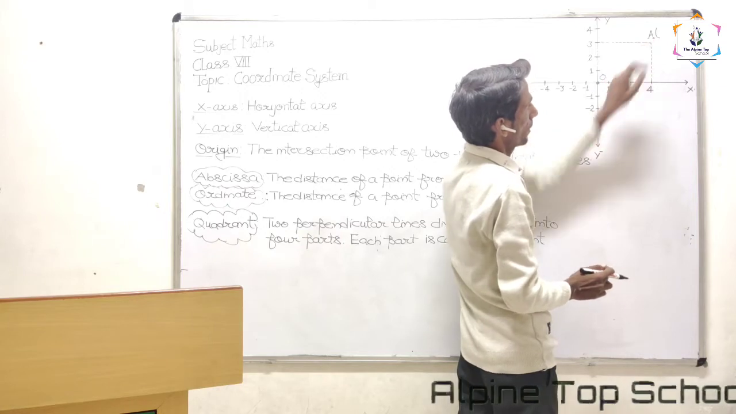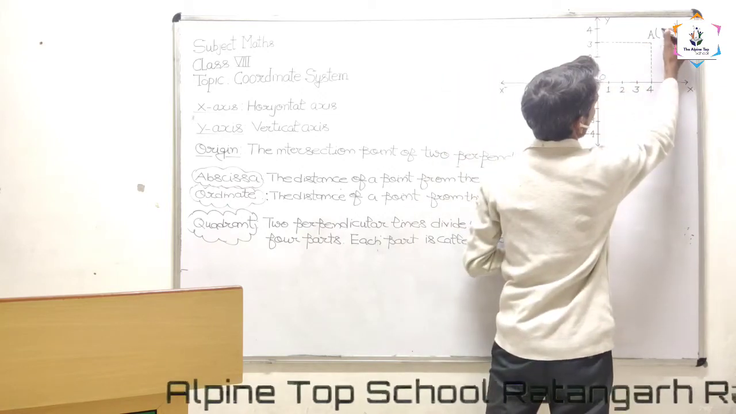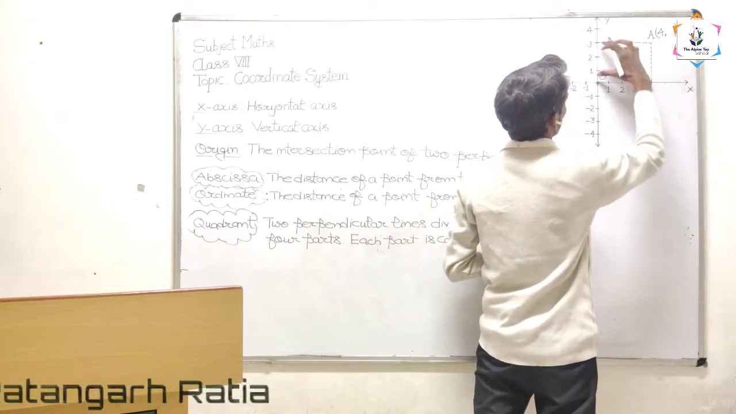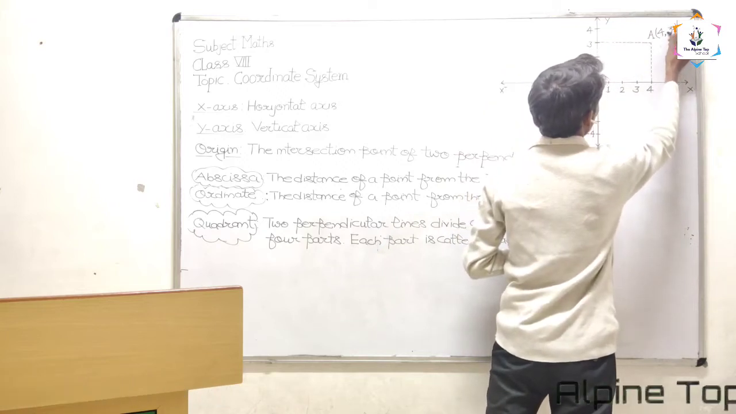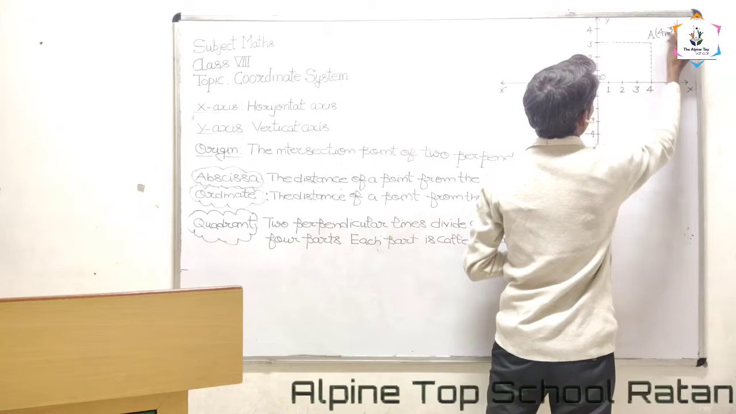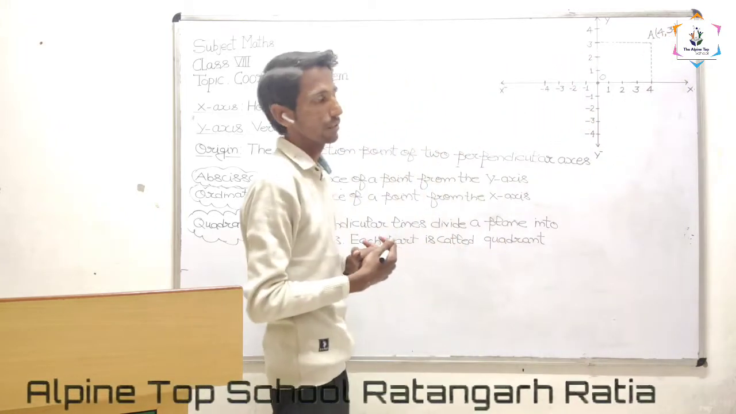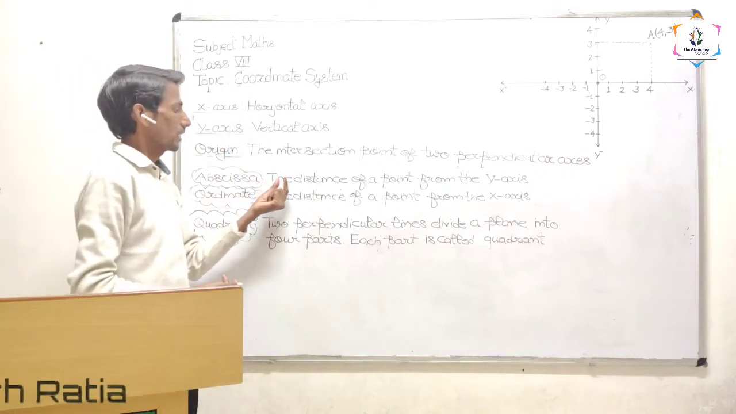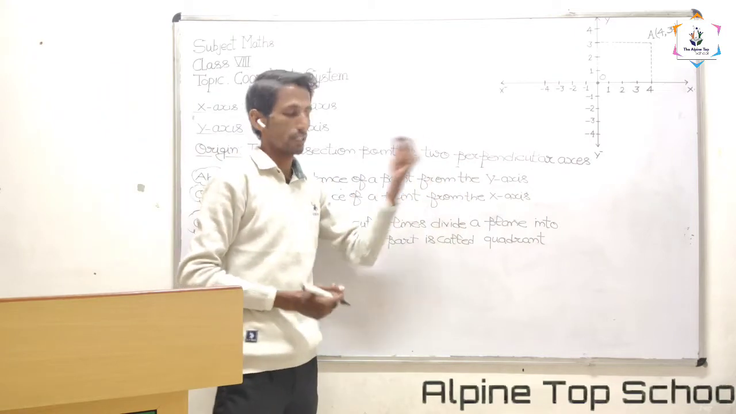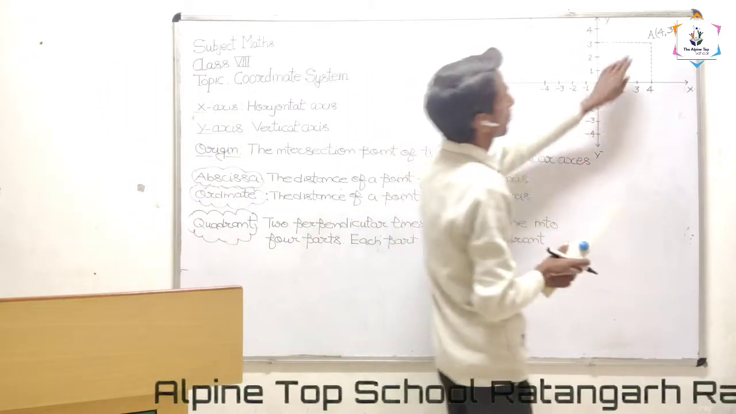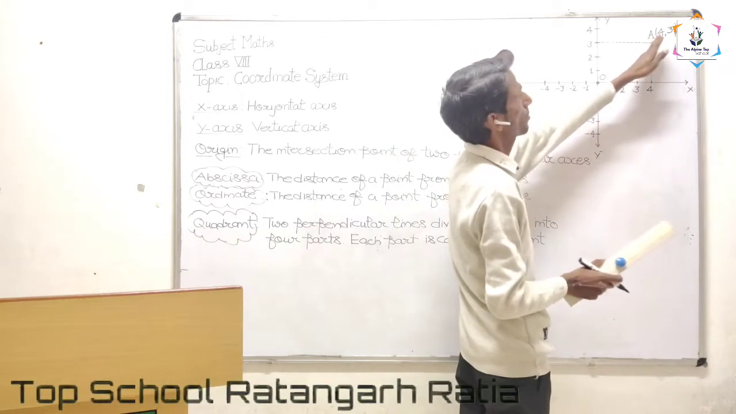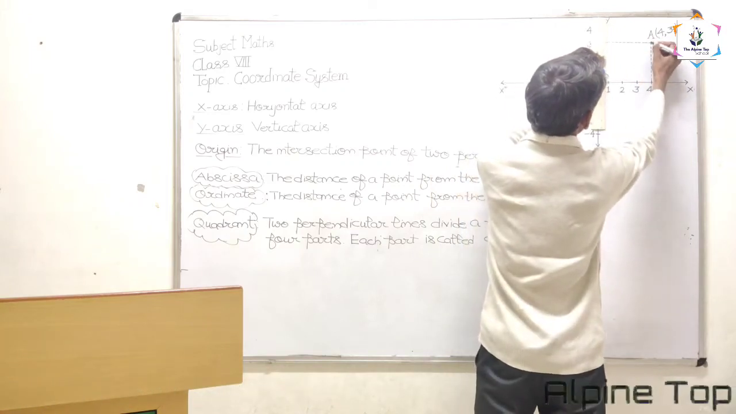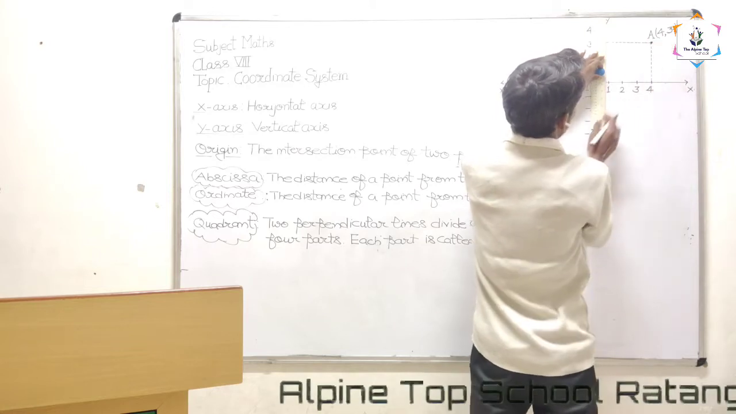I am going to locate the coordinates of this point A. According to point A, its coordinates are, it means value of x and value of y. Value of x is 4 units here and value of y is 3 units. It means coordinates of A are 4 and 3. When we talk about abscissa, what is the meaning? It is the distance of a point from the y-axis. Now, when you observe this point A, what is the distance of this point from the y-axis?